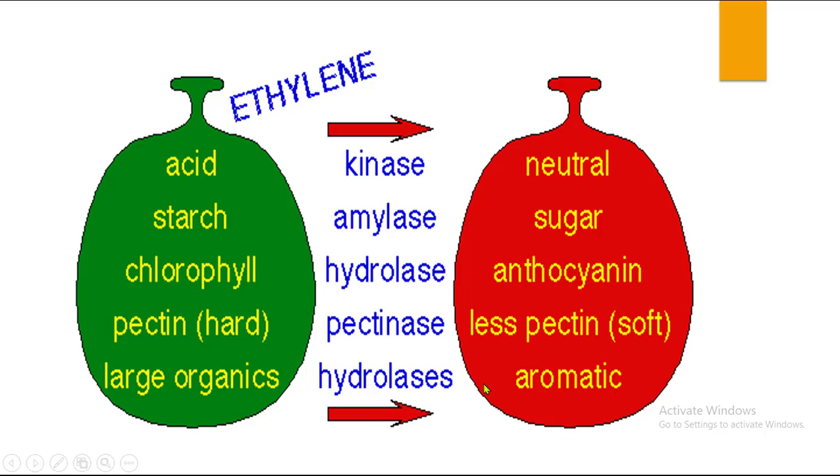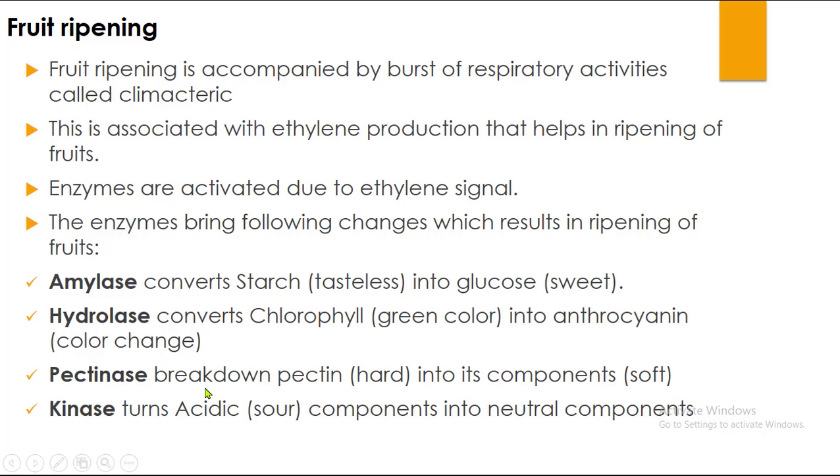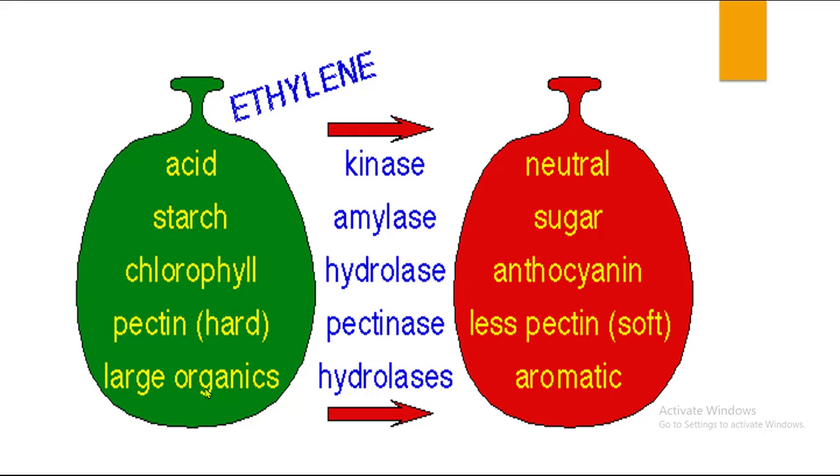And hydrolases convert the chlorophyll into anthocyanin, as well as they convert large organic compounds into aromatic compounds. Means they have an aroma, a certain good smell. Every fruit has a particular smell, and that is also due to these hydrolysis enzymes.